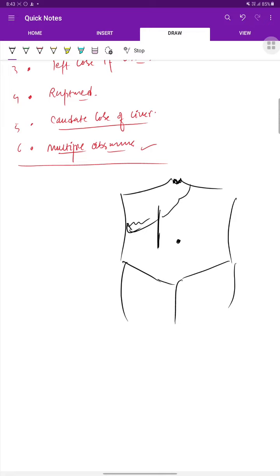Now complications may occur: anesthesia problems, bleeding, as we are dealing with the liver, so various other complications related with liver, bile, and the area around. Okay, laparoscopic drainage is also tried, and it is also very successful.